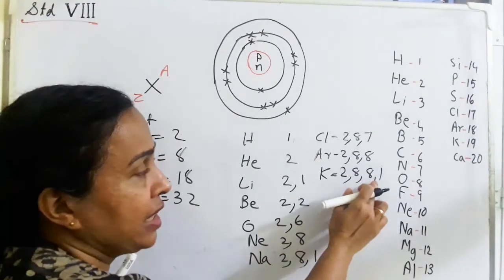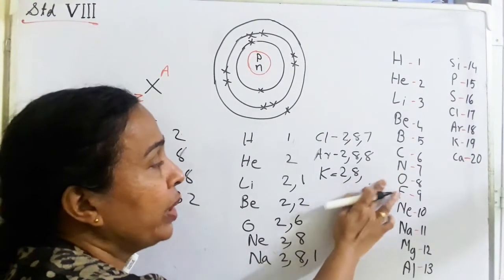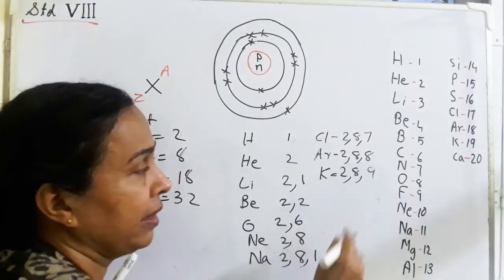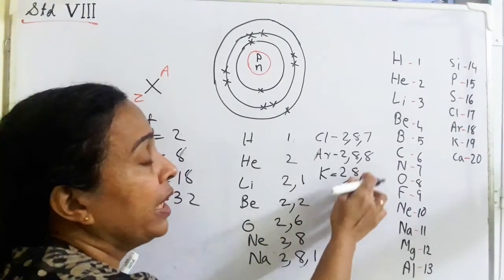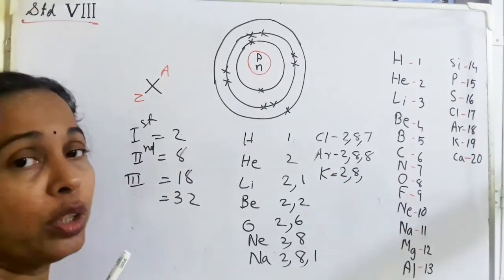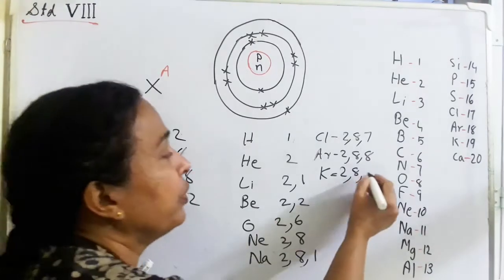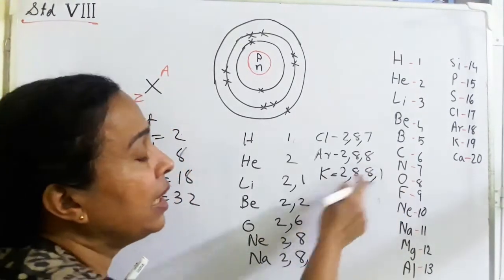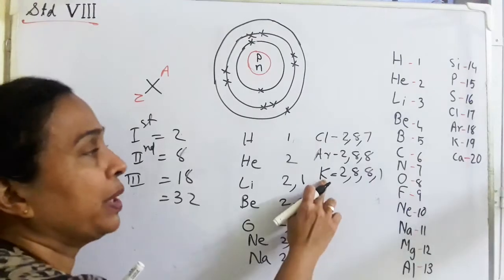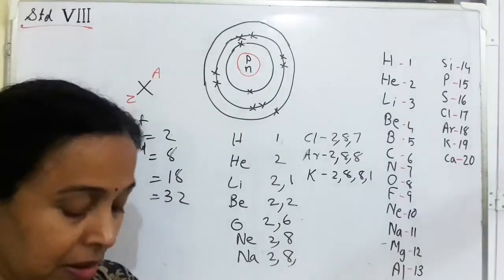So here there is a clash in this case, because according to the 2n square rule, the third shell can accommodate 9. But according to the octet rule, the outermost shell should not have more than 8. So we will write it like this. This is the electronic configuration of potassium, 2, 8, 8, 1.